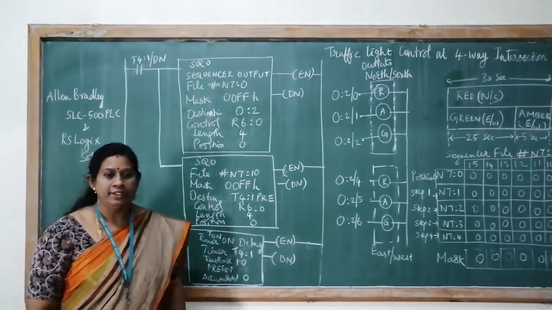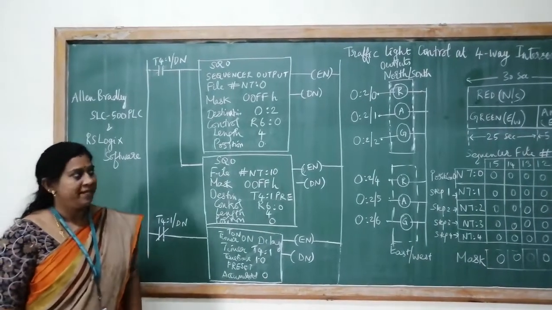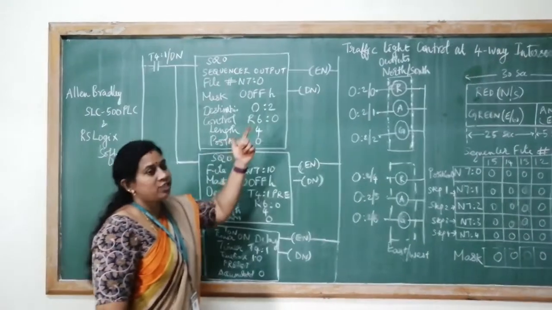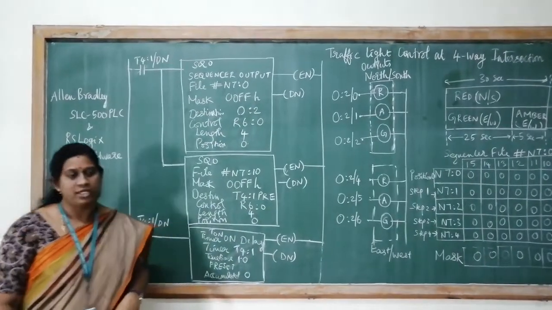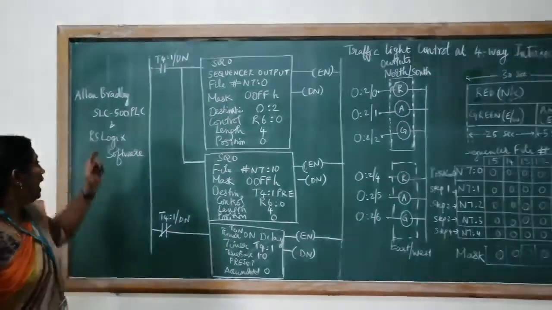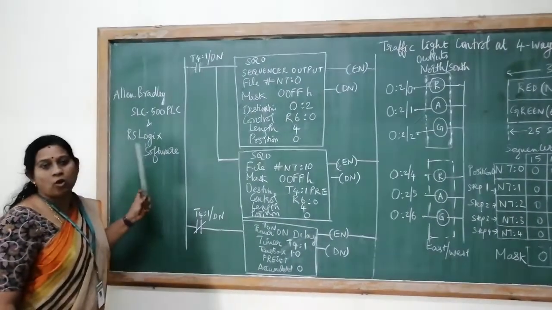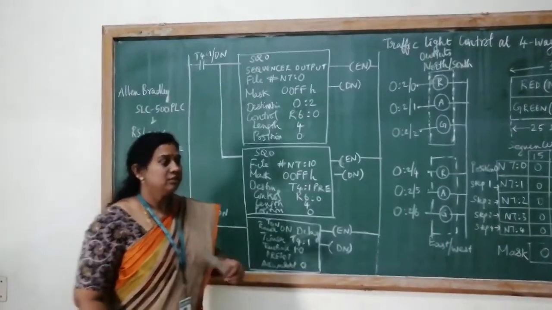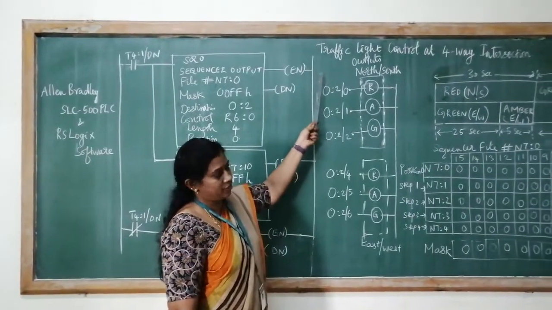Today we are going to write a PLC ladder logic to implement traffic light control at a four-way intersection, and we will take the Allen Bradley SLC 500 PLC and its associated ladder logic software. So first let us see the sequence of operation of a traffic light control at a four-way intersection.